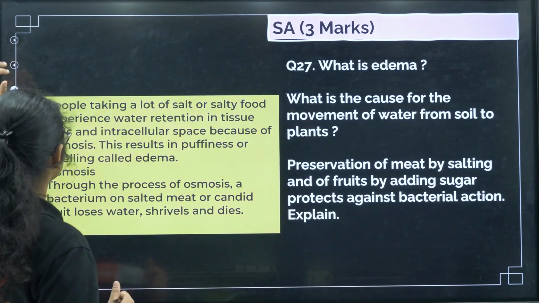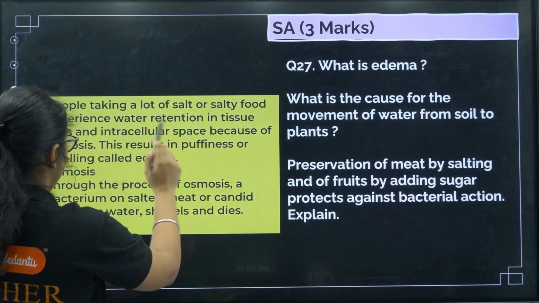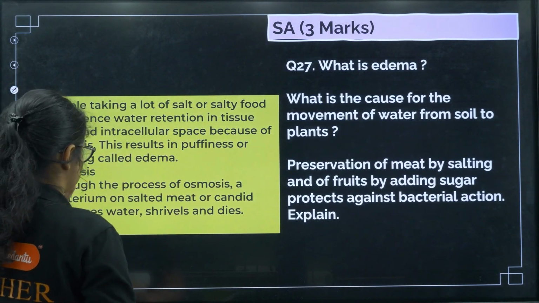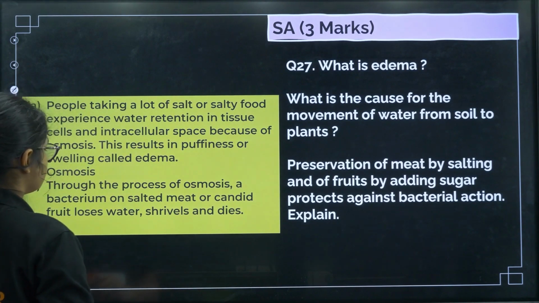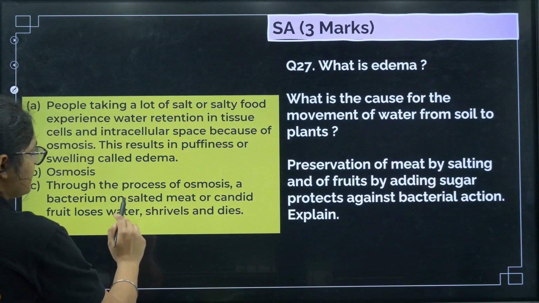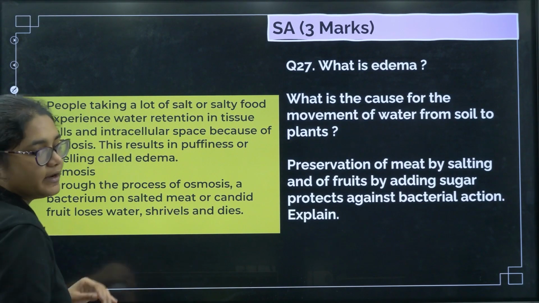Okay, so you can see here, people taking a lot of salt or salty food experience water retention in the tissue cells and intercellular spaces because of osmosis. This results in the puffiness or the swelling called edema. Now, through the process of osmosis, a bacterium on salted meat or candied fruit loses water, shrivels and then dies.